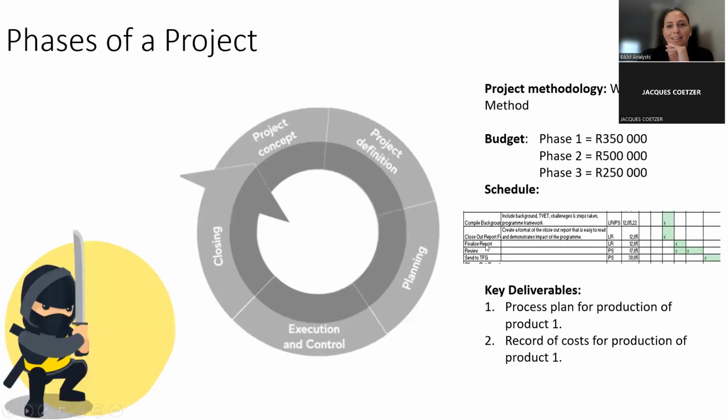Okay, and then the last one, product methodology, we're going to use the waterfall method. This is the budget. This is a very, very brief one, but budget for phase 1, 2, and 3. Here's our schedule. We've got our key deliverables. What stage would that be?